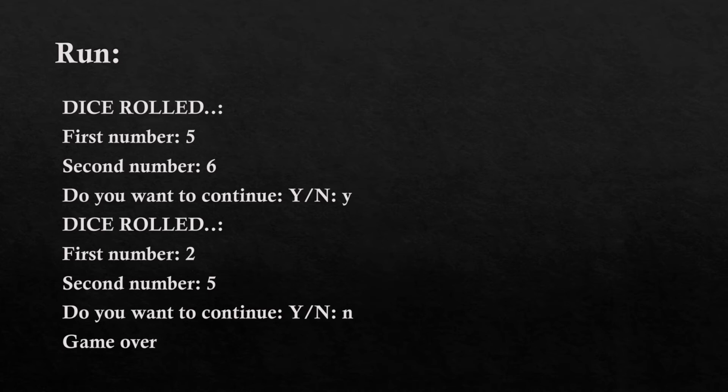If you enter Y or yes, then again it will print some random values for the dice. Dice rolled, first number is 2, second number is 5. These are the randomly generated numbers. When you execute again, it will give some other random numbers. Then again it will ask whether you want to continue or not. If you press N, that means no, then it will print game over.